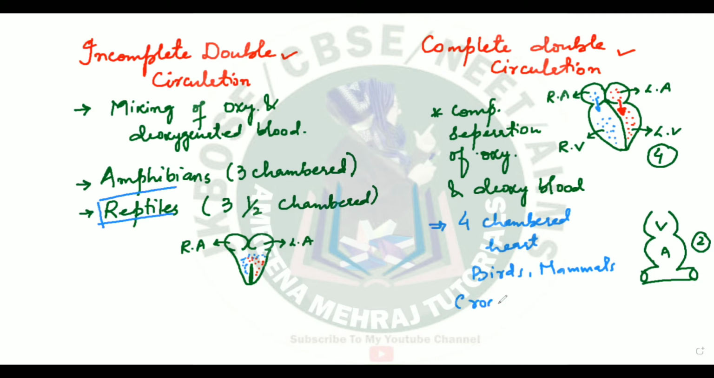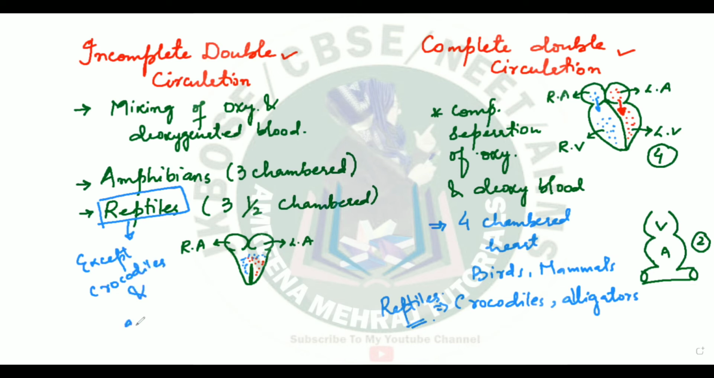But once we talk about crocodiles and alligators, they are reptiles, but they have a 4 chambered heart. So here all reptiles are not put into consideration. You have to remember, except crocodiles and alligators. So crocodiles and alligators have a 4 chambered heart.